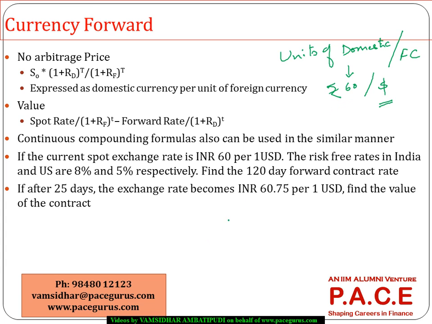So in case of the forward rate, again the no arbitrage pricing in case of currency forwards is: take the spot exchange rate and multiply it by 1 plus R domestic, which is the domestic risk-free rate of return, divided by 1 plus the foreign currency's risk-free rate of return, all to the power t.